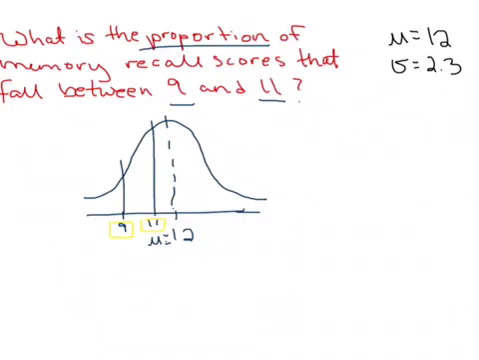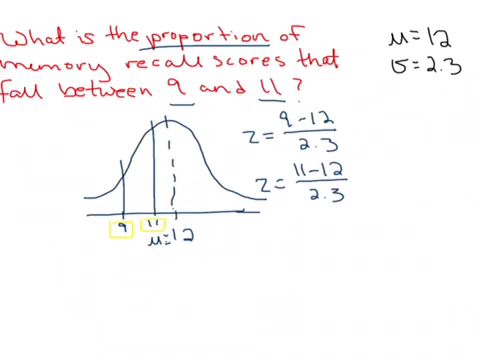So I'm going to show you what that looks like when it's plugged in. So z equals 9 minus 12 over 2.3, and then z equals 11 minus 12 divided by 2.3. Now mind you, we're going to be looking very specifically just for this proportion right here. We're not going to be looking for any more. So there's a little trick to this. So get those z-scores, and I'll show you what you should be getting.